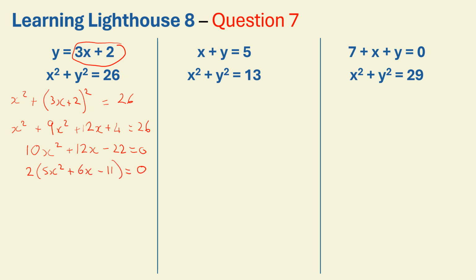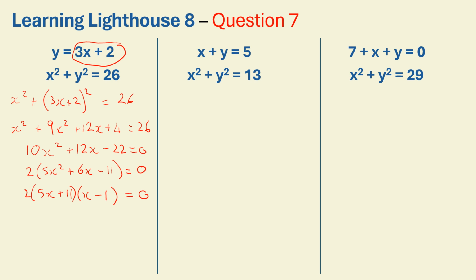And then I'm going to factorize what's here. Now, because it's 5x squared, that's making life a little bit easier. It's a prime, so I'm going to expect it to start like this. And also the 11 is prime as well, so we're going to go for 1 and 11. And if we go plus 11, minus 1, we're pretty much there.